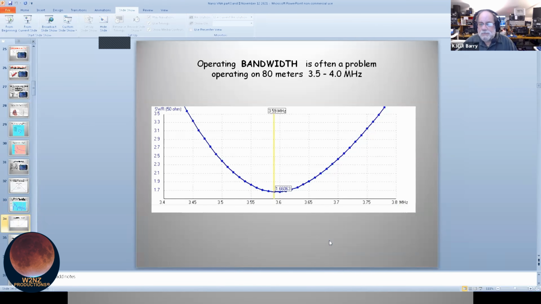So here's the main problem with 80 meters. It's a wide band from 3.5 to 4 megahertz. And the SWR, if you even cut it for the middle of the band, it often goes pretty high, 3, 4, 5 to 1 at the ends of the bands. We'll come back to that.